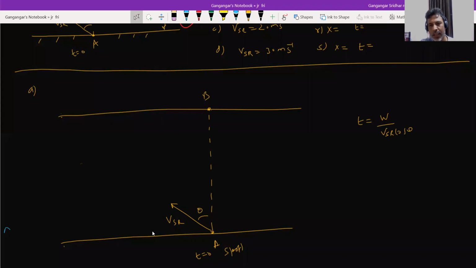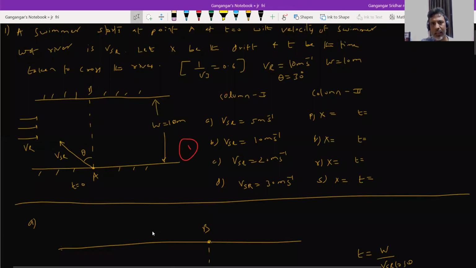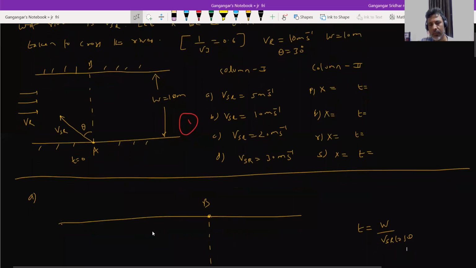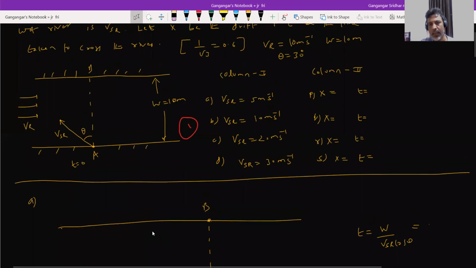So we do have all the things, W, VSR and cos theta. VSR value is 5, theta is 30. Let me keep the values. So W is 10 meter. I'll write down all the values.